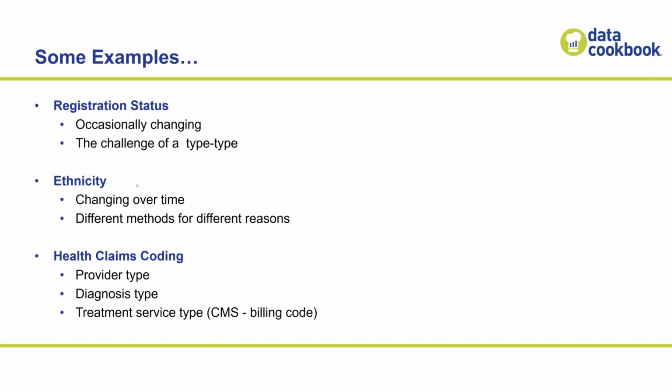Ethnicity is another one that people are tracking a lot of times, and that changes over time. But you might have different methods depending on where it's being tracked and what you're legally allowed for, or what you can use that information for. Health claims coding, provider type, diagnosis type, treatment service type, those types of things are important to track. This might fall a little bit more into those inventory categories, but those are good examples.